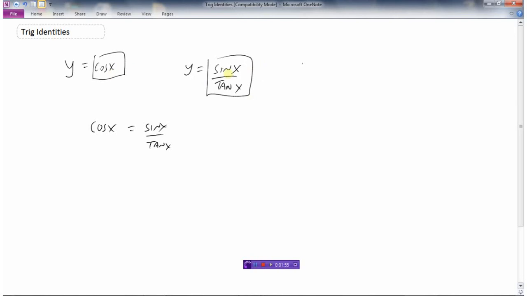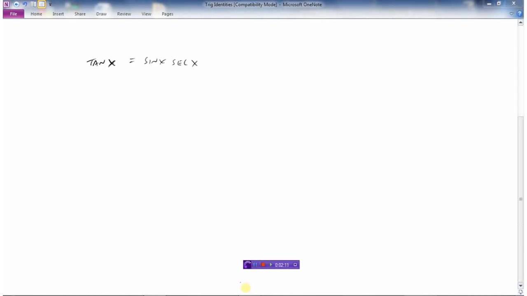And so what we're going to do here is look at how we can show that two trig expressions are equivalent. And if the two expressions are the same or equal to one another, then we can call that a trig identity. Let's consider this identity here. Supposedly tan x is equal to sine x times secant x. The first thing we want to do is verify it is true for x equals pi over 4.